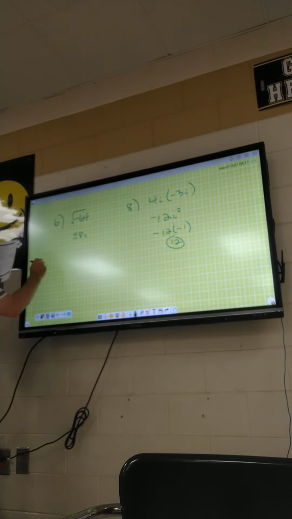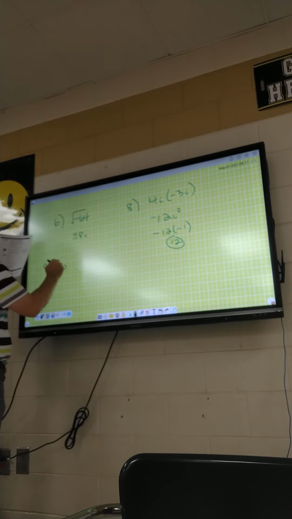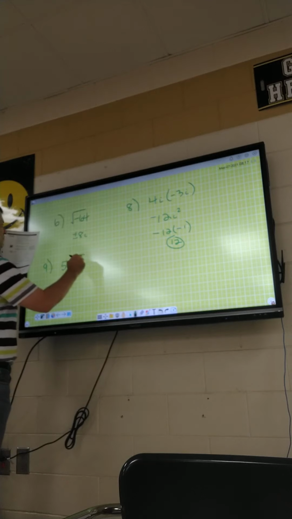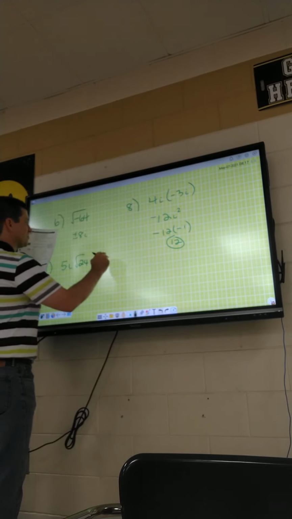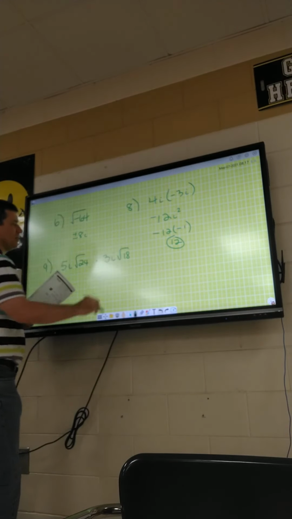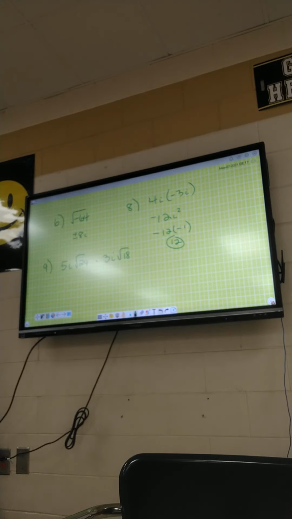All right, let's go to 9. 9 looks a little more difficult. 5i root 24 times 3i root 18. All right, y'all look at how I wrote it down. What did I do first? Took the i's out. The reason I did that, now I can times the square roots in my calculator.